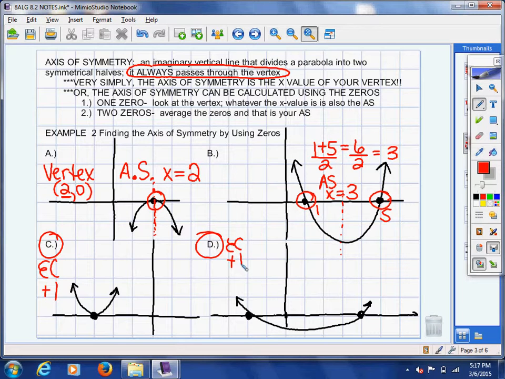Okay? So 2 strategies, 2 ways to find the axis of symmetry. 1, 2, 3, go.